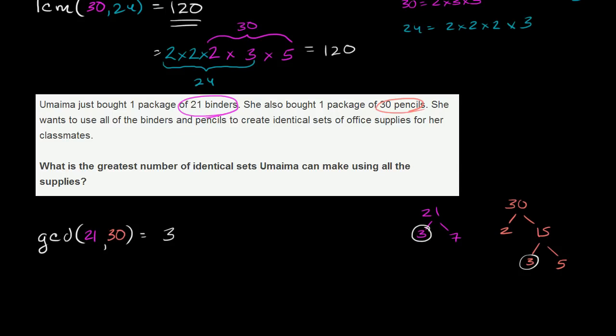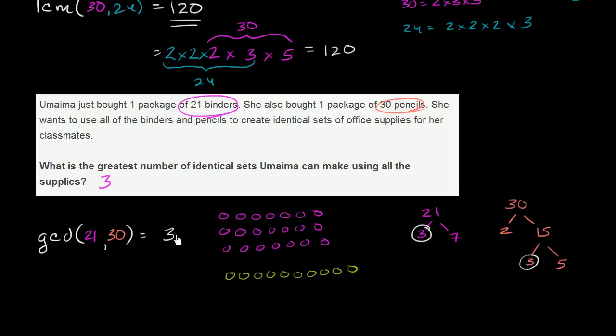We've answered the question, it's 3, but just to visualize it, let's actually draw 21 binders. So 1, 2, 3, 4, 5, 6, 7, 8, 9, 10, 11, 12, 13, 14, 15, 16, 17, 18, 19, 20, 21. And then 30 pencils. I'll do those in green. So 1, 2, 3, 4, 5, 6, 7, 8, 9, 10. Let me copy and paste that. This is getting tedious. So that's 20, and then paste.